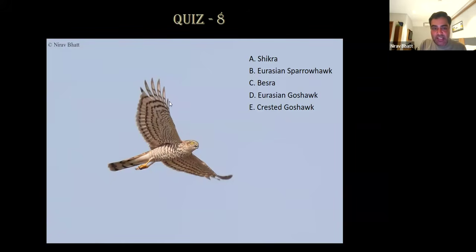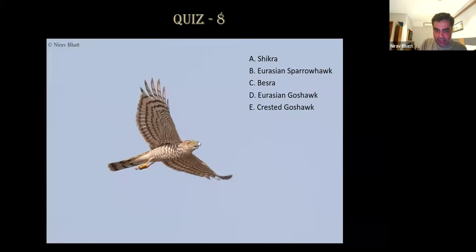How we are eliminating Shikra is the 1, 2, 3, 4, 5, 6 outer primaries, so it is always eliminated. The markings here are very typical. It's a juvenile plumage bird. If it was a Eurasian Goshawk, a Goshawk has streakings instead of these V-type spots or arrow-shaped markings. It is typical of Eurasian Sparrowhawk.